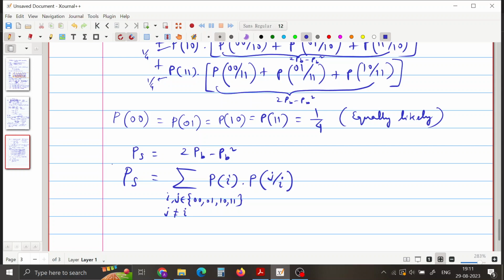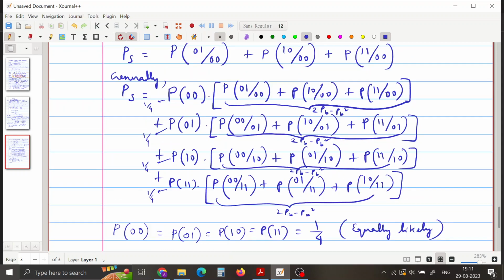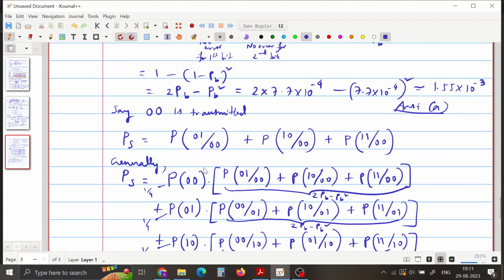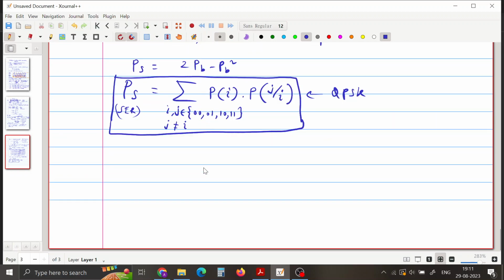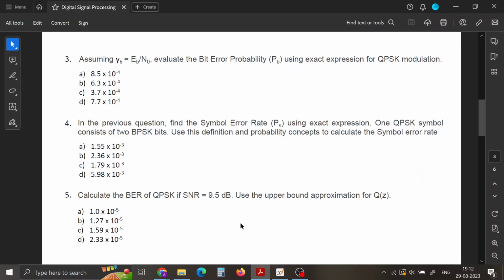So that's a compact expression for your QPSK symbol error rate. Fine. Easy, right? Simple probability. Okay, so we're done with the fourth question.